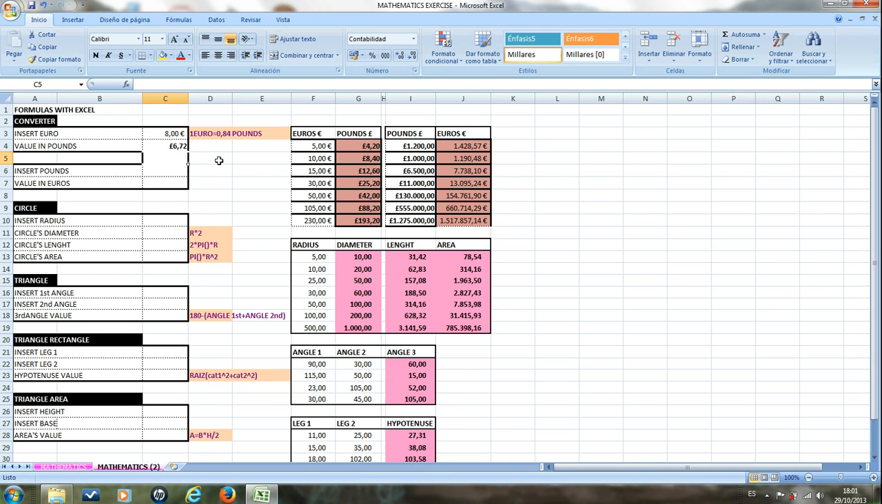Think twice how whatever value in euros we introduce in C3 is automatically converted into its equivalent in pounds. That happens while we insert in the formula the cell that contains the value in euros instead of the value itself. In the cell C10, the user can introduce any value of a circle's radius. In the cells below, we have programmed the different formulas related to diameter, circle's length, and circle's area.